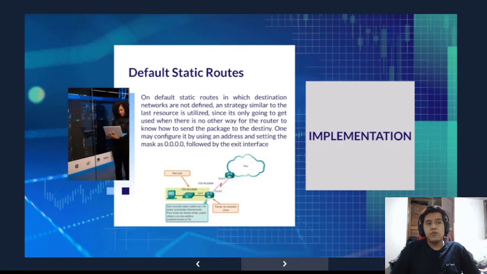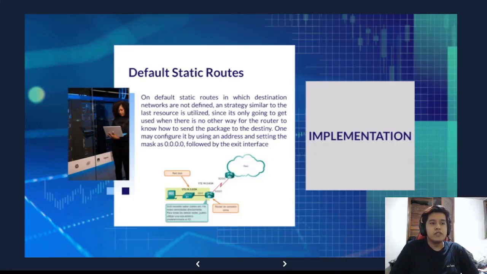On default static routes, in which destination networks are not defined, a strategy similar to the last resort is utilized, since it's only going to get used when there is no other way for the router to know how to send the packet to the destination. One may configure it by using an address and setting the mask at 0.0.0.0 followed by the exit interface.